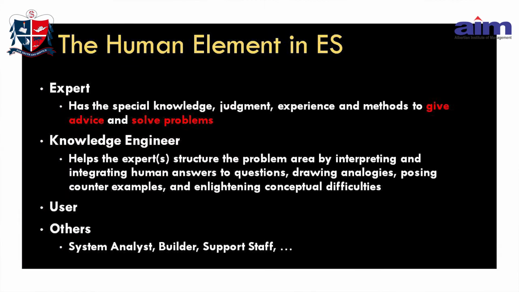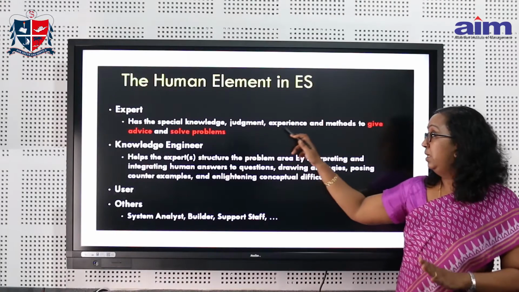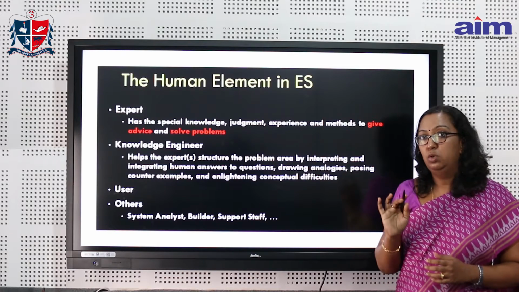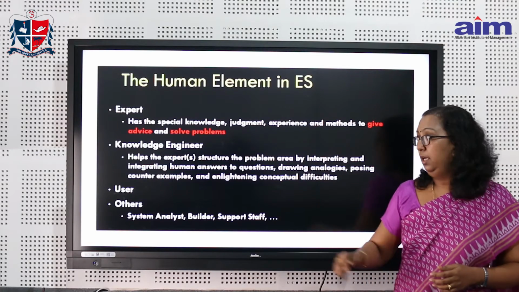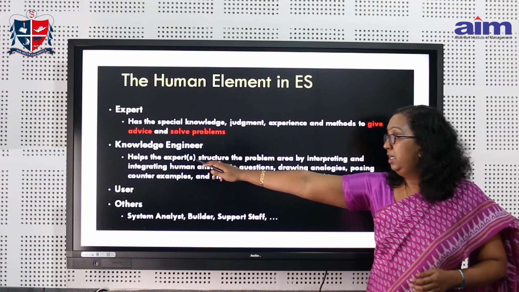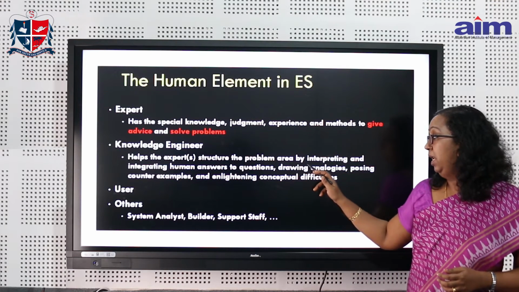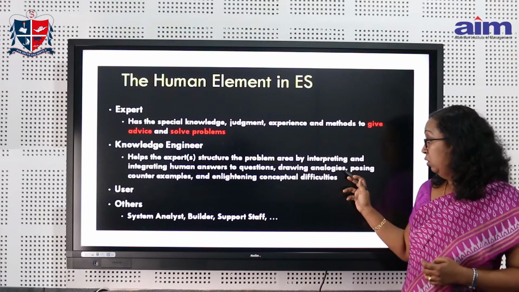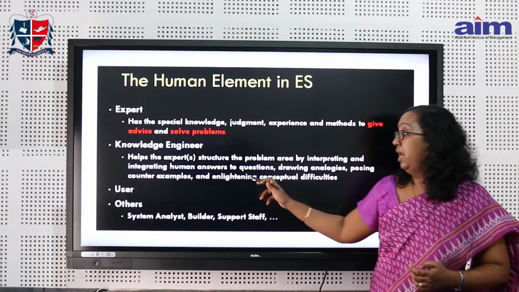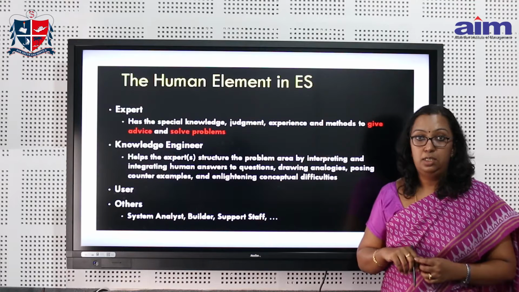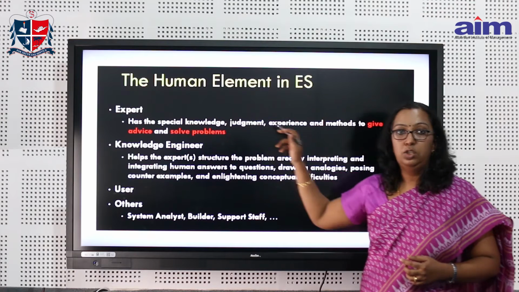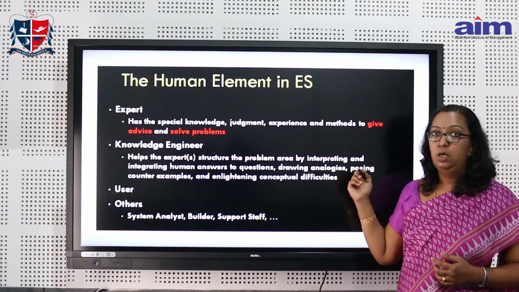concepts are. So who is an expert? He's a person who has special knowledge, judgment, experience, and methods to give advice and solve problems. So he'll be a person who is very knowledgeable in that particular area. And who is a knowledge engineer? He's a person who structures the problem area by interpreting and integrating human answers to questions, drawing analogies, posting counter examples, and enlightening conceptual difficulties. So this is a key person who will transfer the expert knowledge onto the system, right?